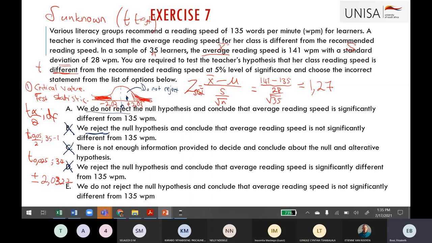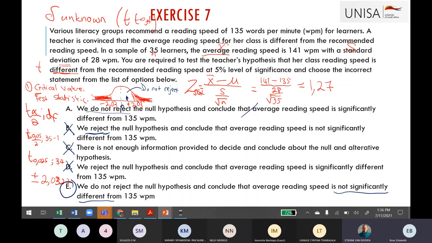The last statement says we need to make a conclusion. And when we make a conclusion, we must base it on the null hypothesis. The null hypothesis said there is no difference. So if we are not rejecting, therefore the alternative will not have been true. The first one says we reject the null hypothesis and conclude that the average is significantly different, but we said there is no difference. We're not rejecting, so this statement will not be right. But this statement, which says it is not significantly different, will be the right one to use. So your answer will be option E.